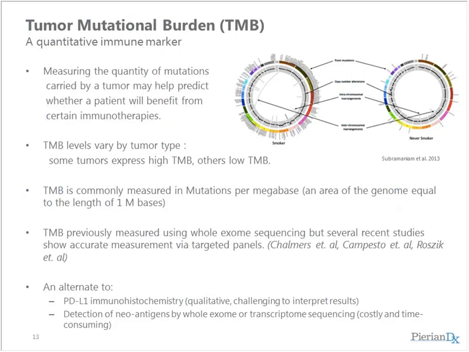So TMB, as many of you know, measures the quantity of mutations that a tumor contains, and that's being used to predict whether a patient will benefit from immunotherapies. It's typically calculated as the mutations per megabase. Folks have shown that you can calculate this using whole exome sequencing, but now a variety of folks have also shown that you can do this in targeted panels. And that's what we aim to do with TMB calculation in TST170.